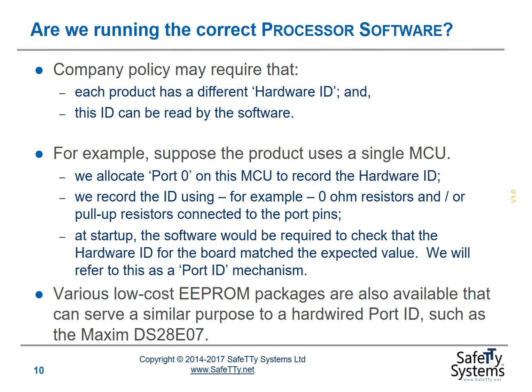So we might have 32 pins on a port, and they could be pulled high or low using resistors of appropriate value, and then we've got a 32-bit digital code that we can use to identify each particular product. As an alternative, there are various low-cost EEPROM packages that can serve a similar purpose to a hardwired port ID, such as a Maxim DS28E07. This is simply one example. I have no connections to Maxim.